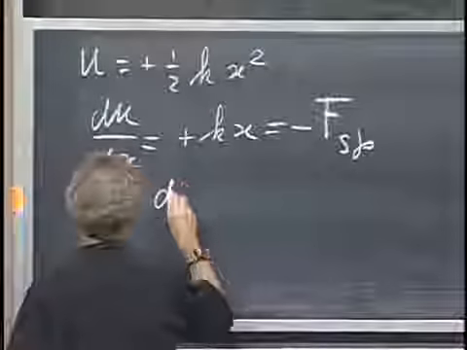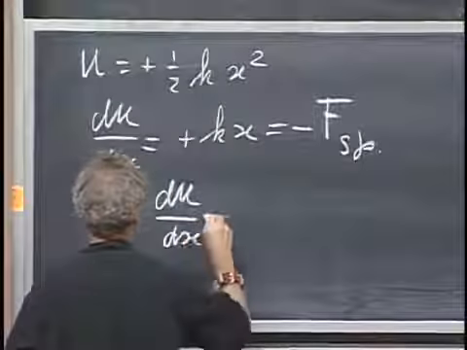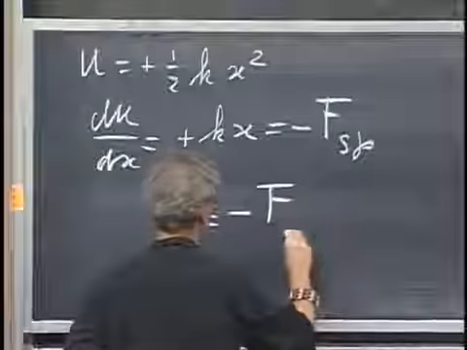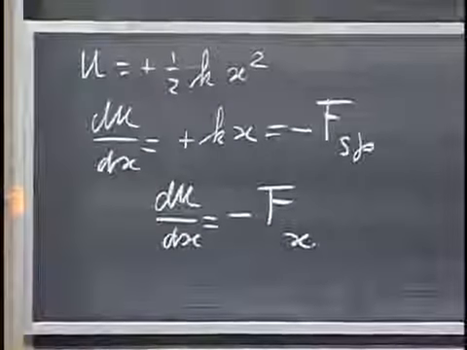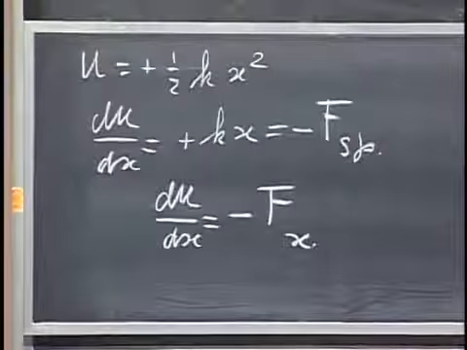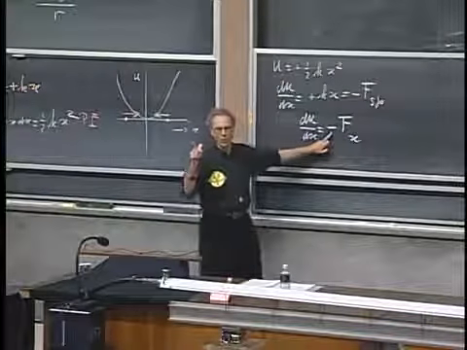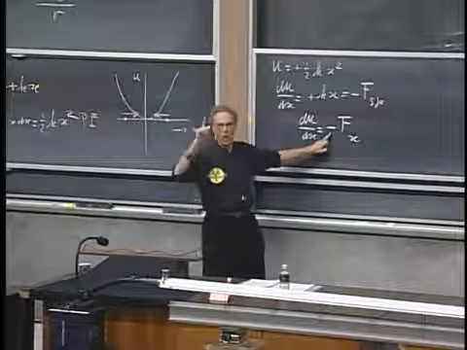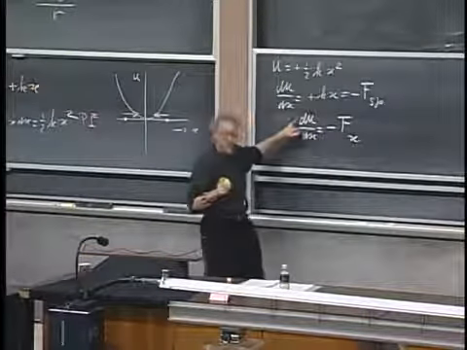So we have that dU/dx equals minus F_x, and I put the x there because it's a one-dimensional problem. It is only in the x direction. The minus sign is telling you that the force is always pointing in the direction which is opposite to increasing values of the potential energy. That is what the minus sign is telling you. It's staring you in the face, what I have been telling you for the past 5 minutes.